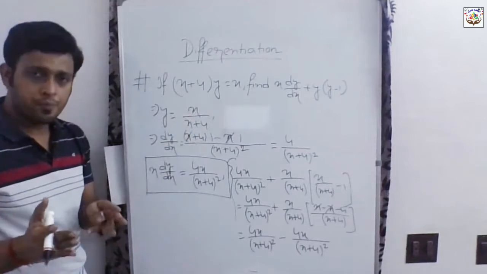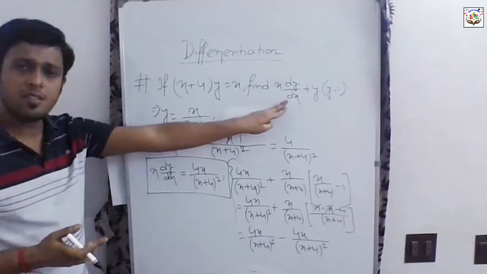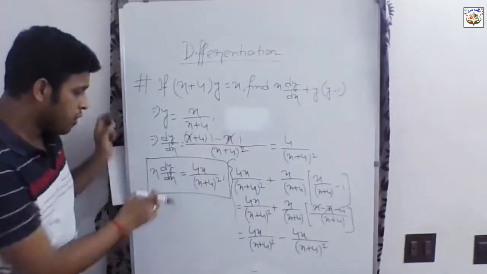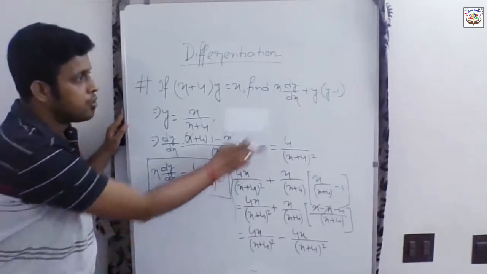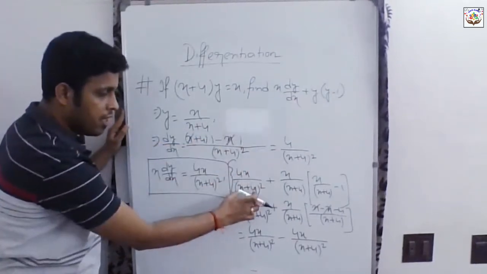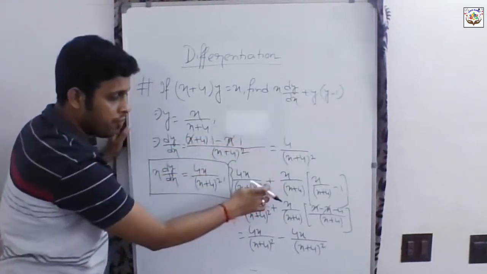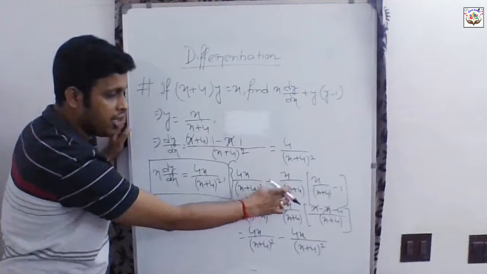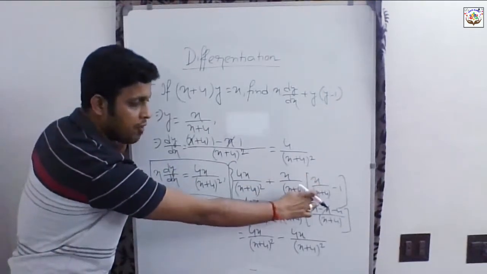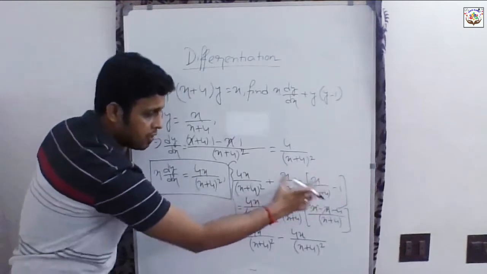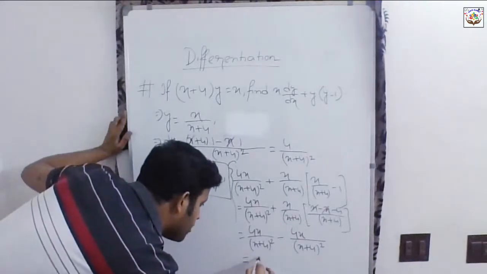So to make the y, I did dy dx, multiplied x there, and thereafter, x divided by x will be equal to 4x divided by x plus 4 whole square. Then after, plus y into y minus 1. So I have replaced y as x divided by x plus 4, and in place of y minus 1, x divided by x plus 4 for y minus 1. Then just the normal calculation, you will get the answer as 0.